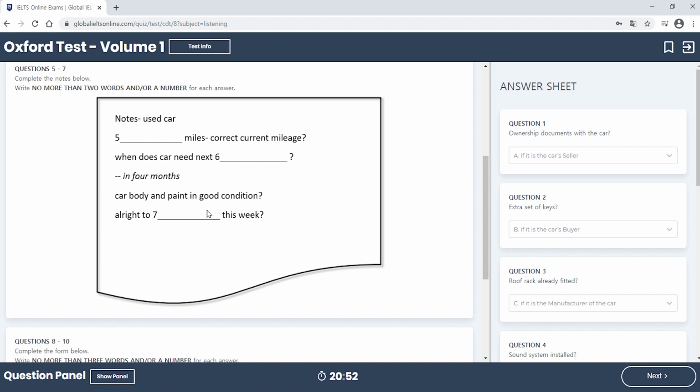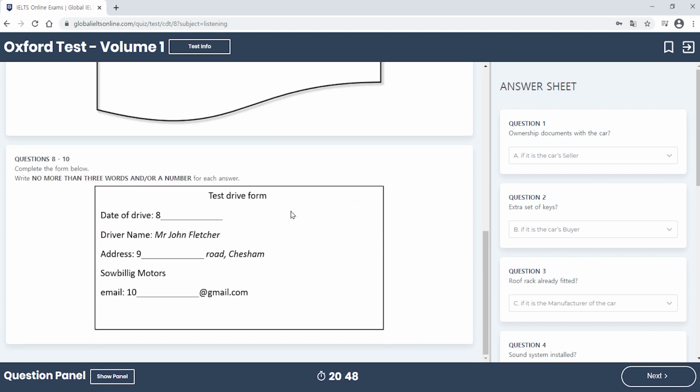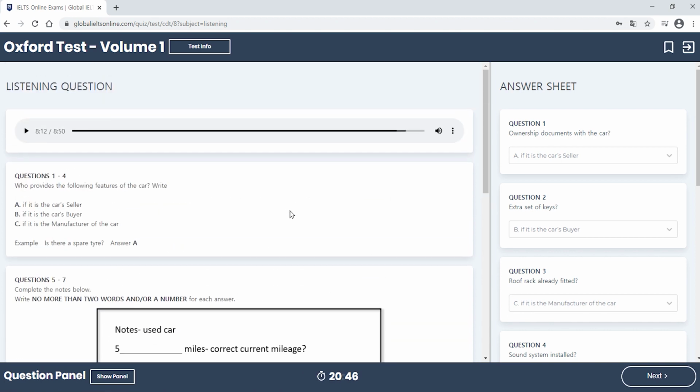And make sure that you do lots of tests like you have available on this website before you do it. So you can figure out what style works for you best in the listening test.